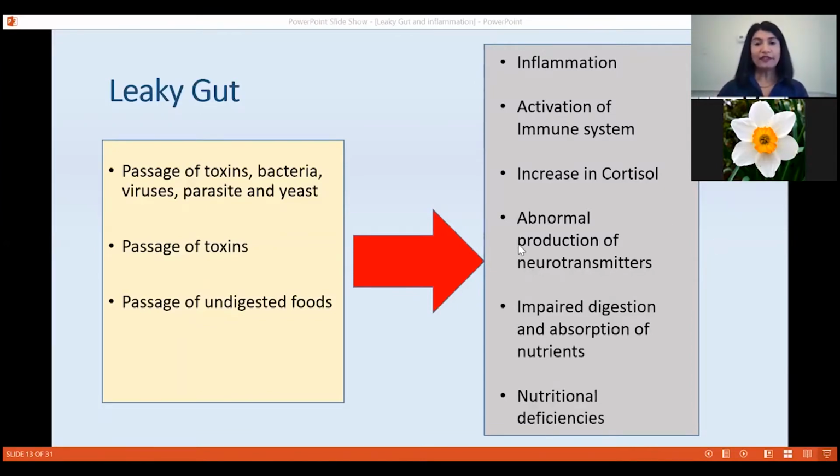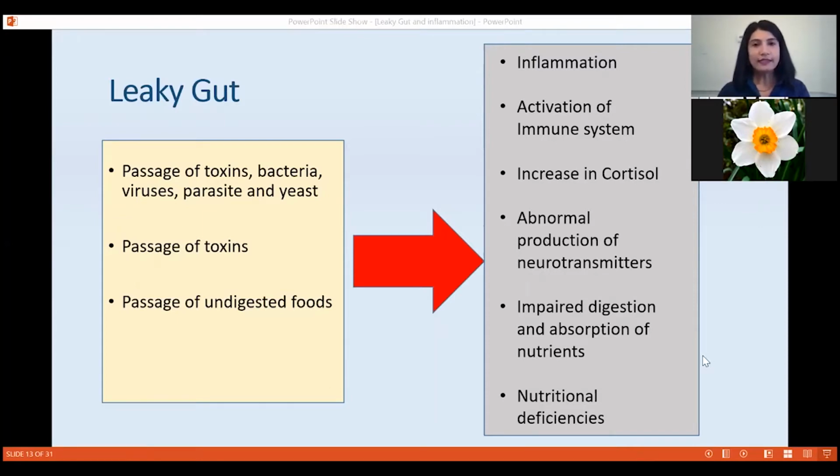You will also find that there is abnormal production of neurotransmitters. So what are neurotransmitters? Neurotransmitters are chemical messengers which are used by the brain and the nervous system to talk to each other. When you produce abnormal neurotransmitters, there will be abnormal connection in the brain and abnormal connection in the nervous system, and then you will basically get a lot of symptoms because of that abnormal communication.